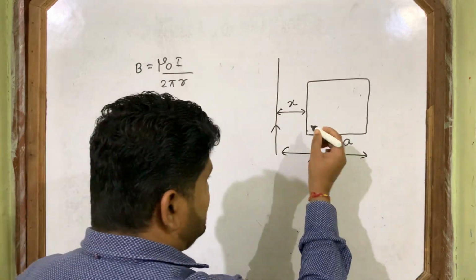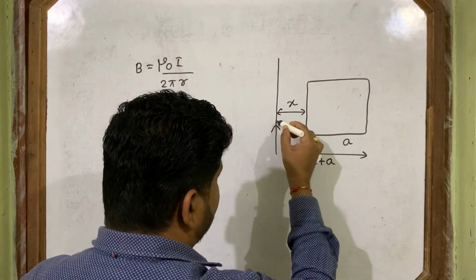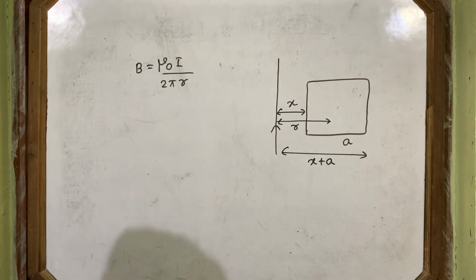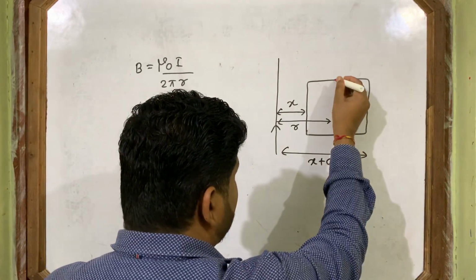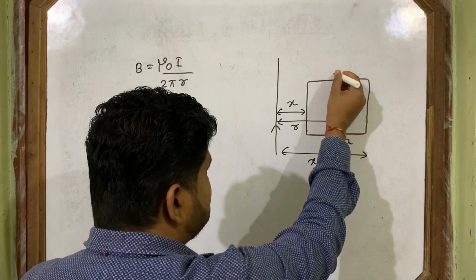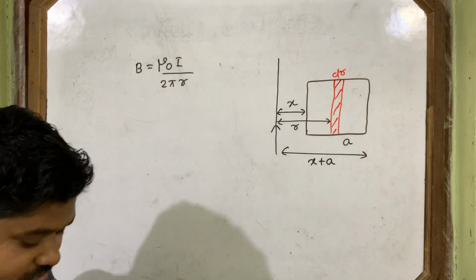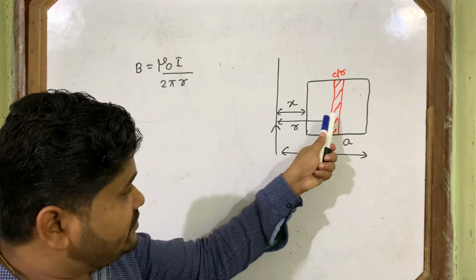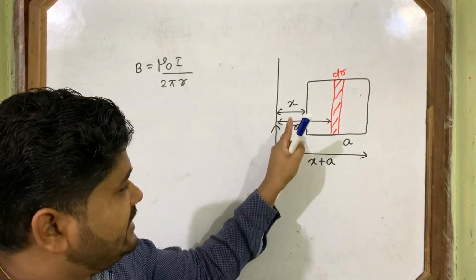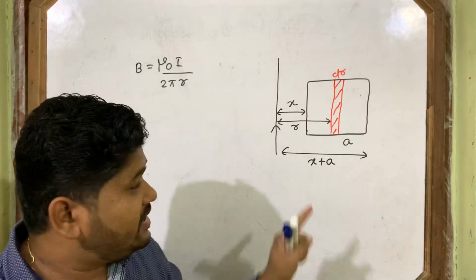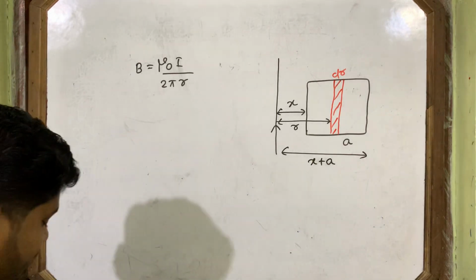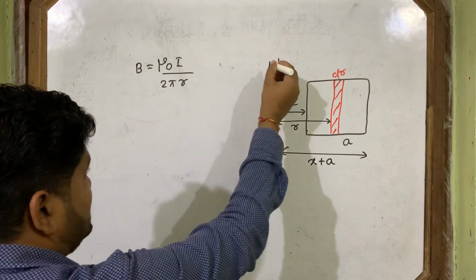So a varying magnetic field we have to handle only by the integration method. What do we choose? Take any point r, and at r choose a cross section which spreads a distance dr. dr is the width of the cross section. You find the flux through this small cross-sectional area, then integrate from x to x plus a, where r is the variable. This is the magnetic field due to the conductor. This is coil 1 and this is coil 2.